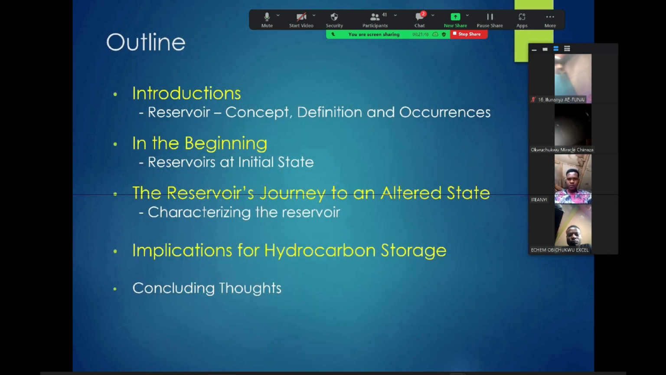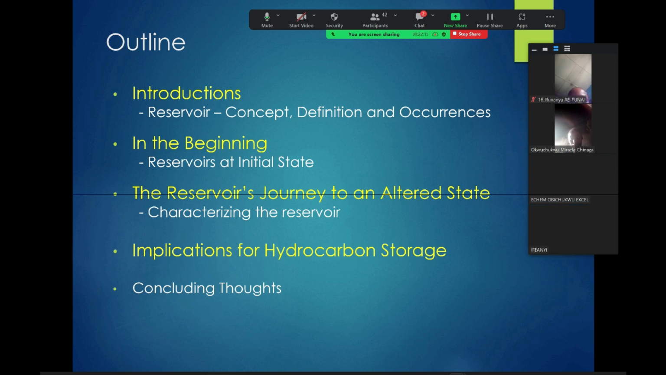Okay, so this is the outline. I'll go ahead and look at what the reservoir is very quickly. The concept, definition, and occurrences. Where do we find reservoirs for those who are interested in studying reservoirs? And then we will now start the story of how the reservoir begins from an initial state and how it evolves to what we know, what we see in our data today. And then maybe one or two ways it impacts our hydrocarbon prospectivity.